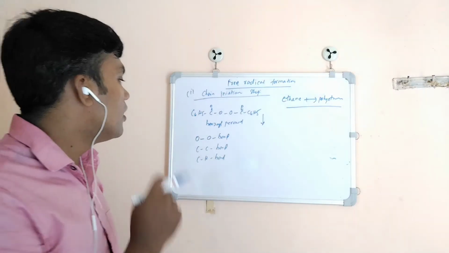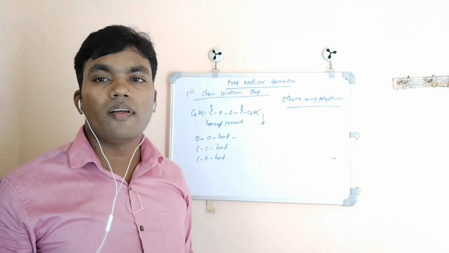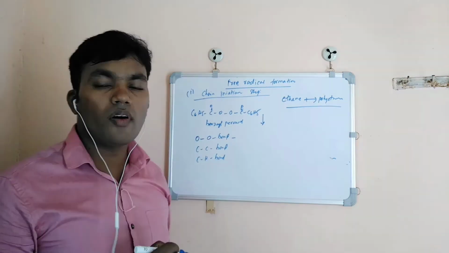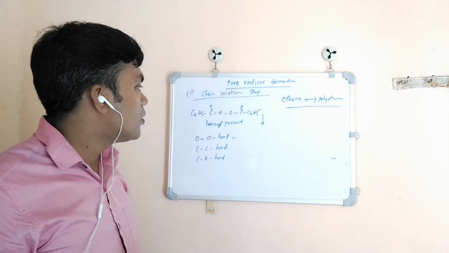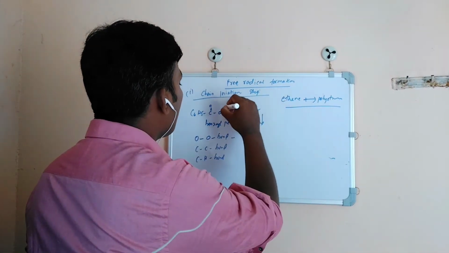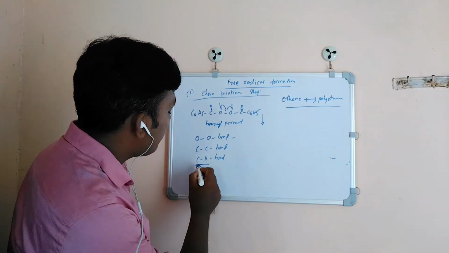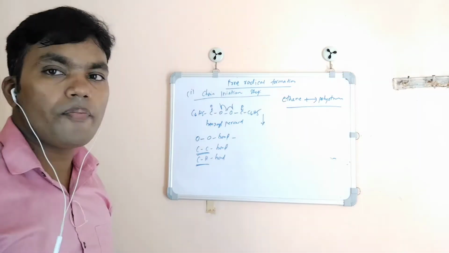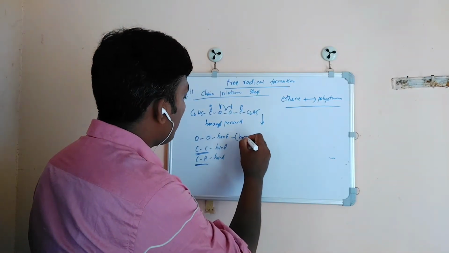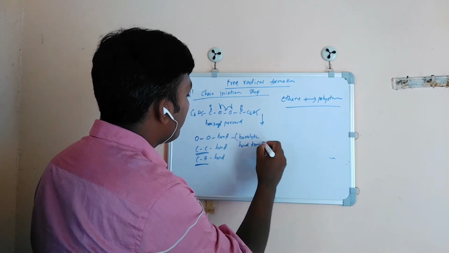In this case, the oxygen bond is the weakest bond, where homolytic bond fission can take place because it can be easily broken. So homolytic bond fission takes place in the oxygen bond, not in the case of carbon-hydrogen or carbon-carbon bonds.